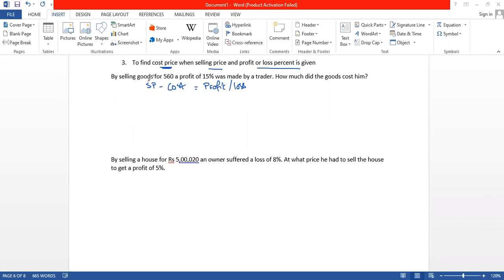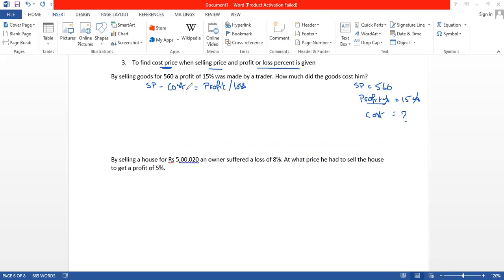So by selling goods for 560, you can see that over here you have the selling price 560 with a profit of 15%. The profit percentage is 15%. How much did the goods cost him? So the cost price over here is missing. Now, do not multiply this 15 by this 560. That is going to be wrong. The profit percentage can only be multiplied by the cost amount.